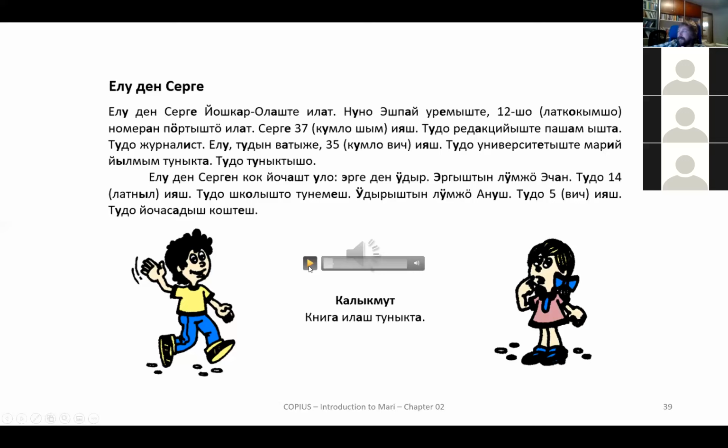Okay. Right. Елуден Сергей. Елуден Сергей Йошкар-Олаш тыйлат. Нуна эшпа юремыште латкокымшо номеран пӧртыштӧ илат.